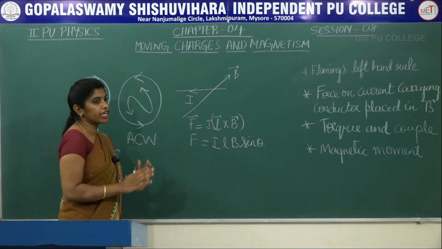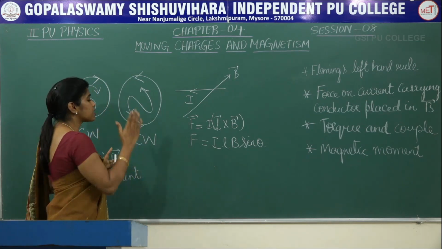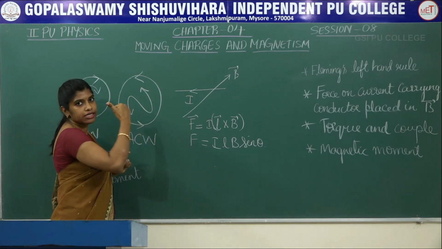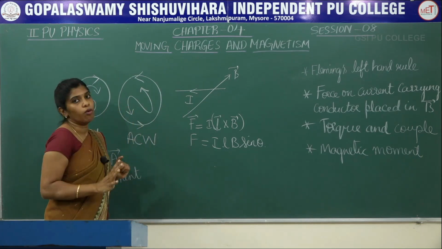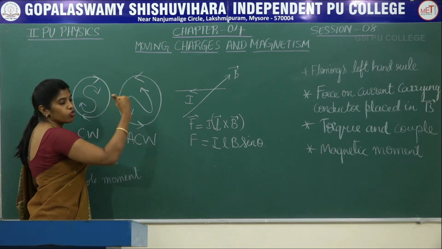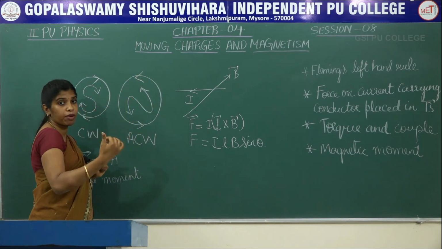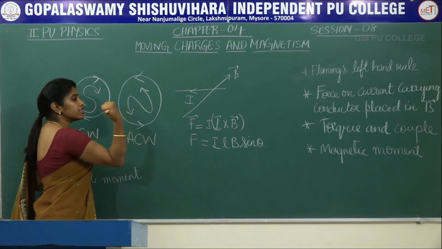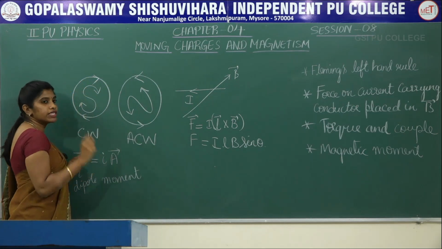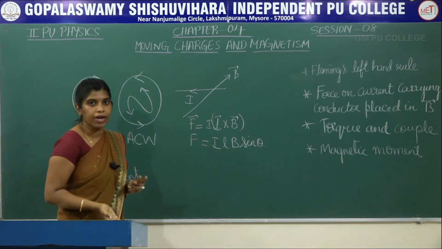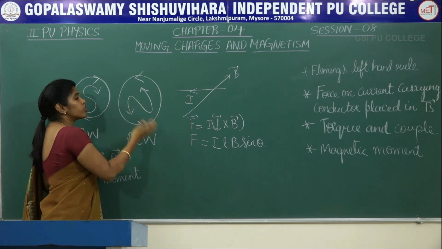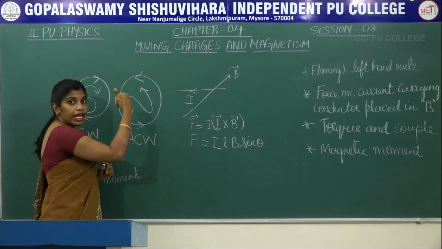Now how to find the direction of the dipole moment? If I have to find the direction of the dipole moment, just curl your fingers in the direction of the current and your thumb indicates the direction of the dipole moment. So in this case, the dipole moment direction will be outwards. It is perpendicular to the plane of the paper, always perpendicular, and it is outwards, and in this case it is inwards. Always the dipole moment will be acting perpendicular, but in what direction? Is it out or in? For that you have to look at the direction of the current.